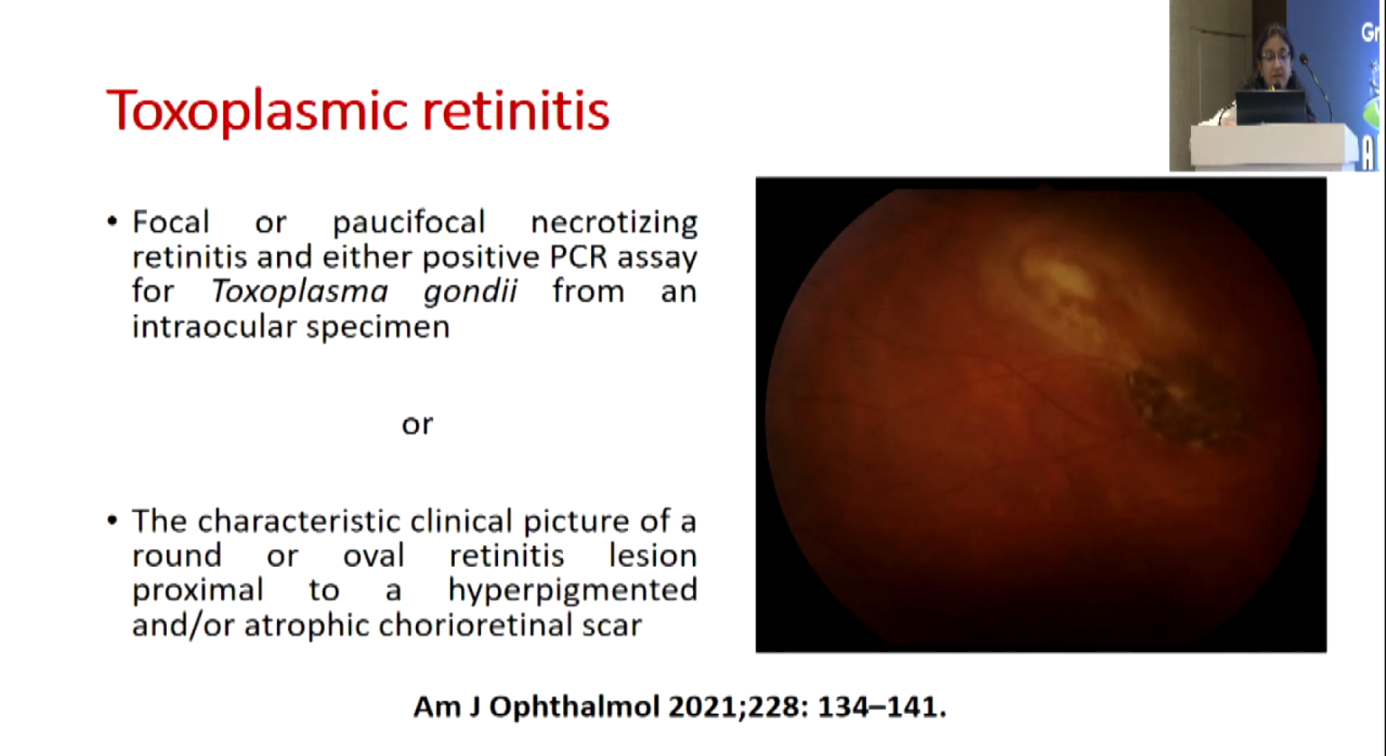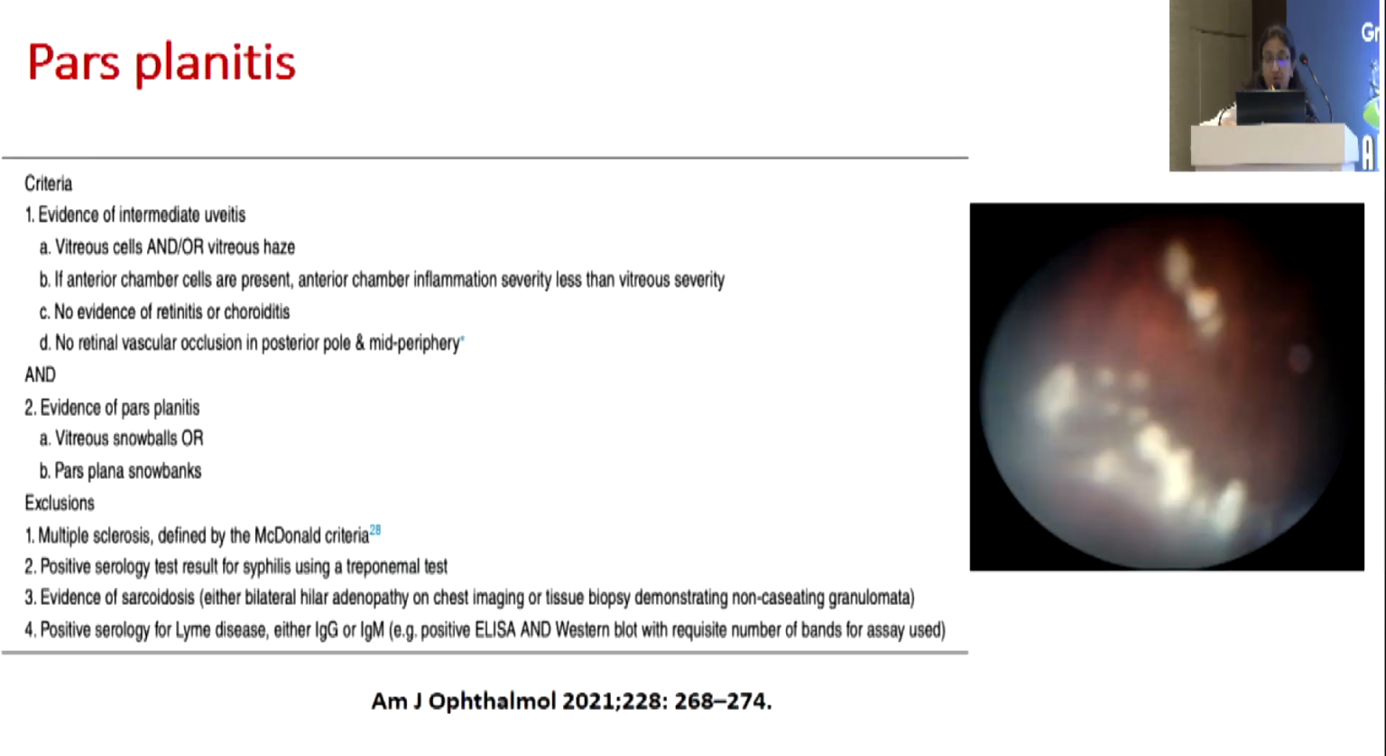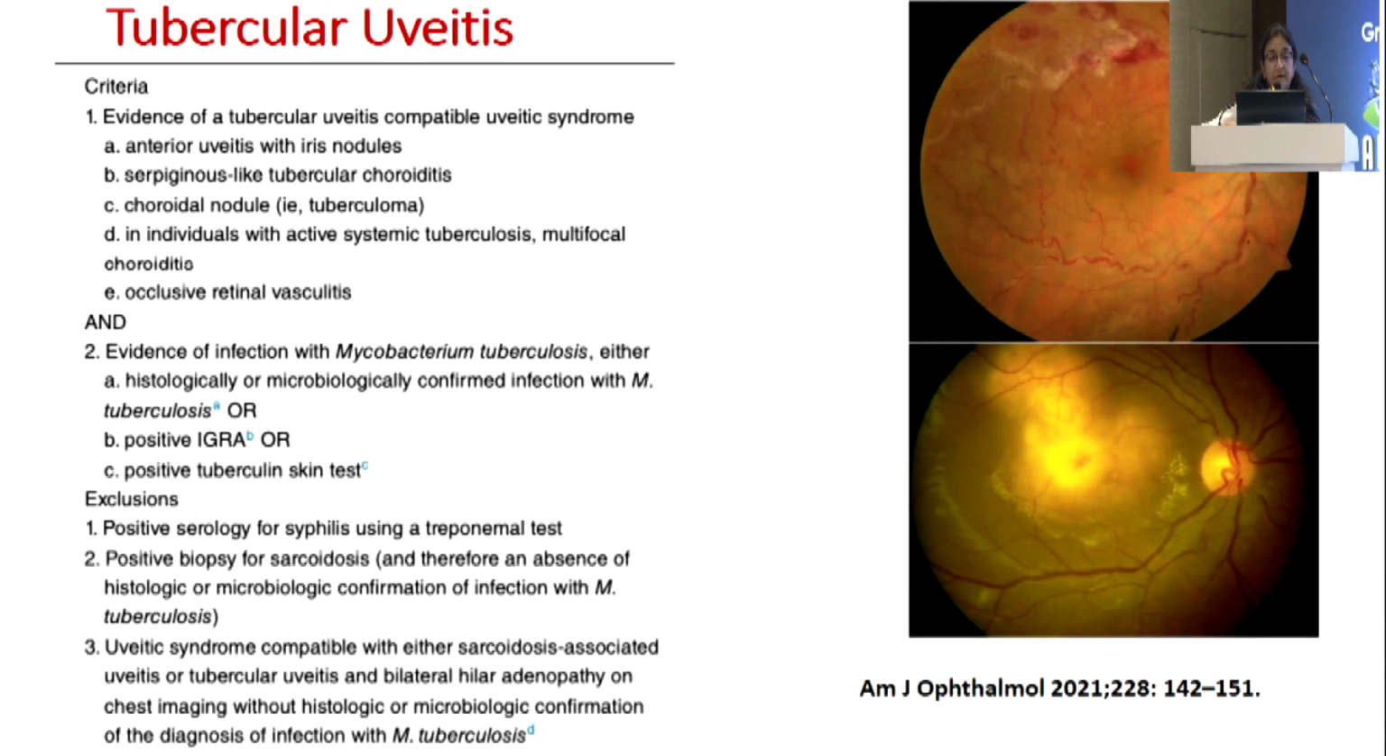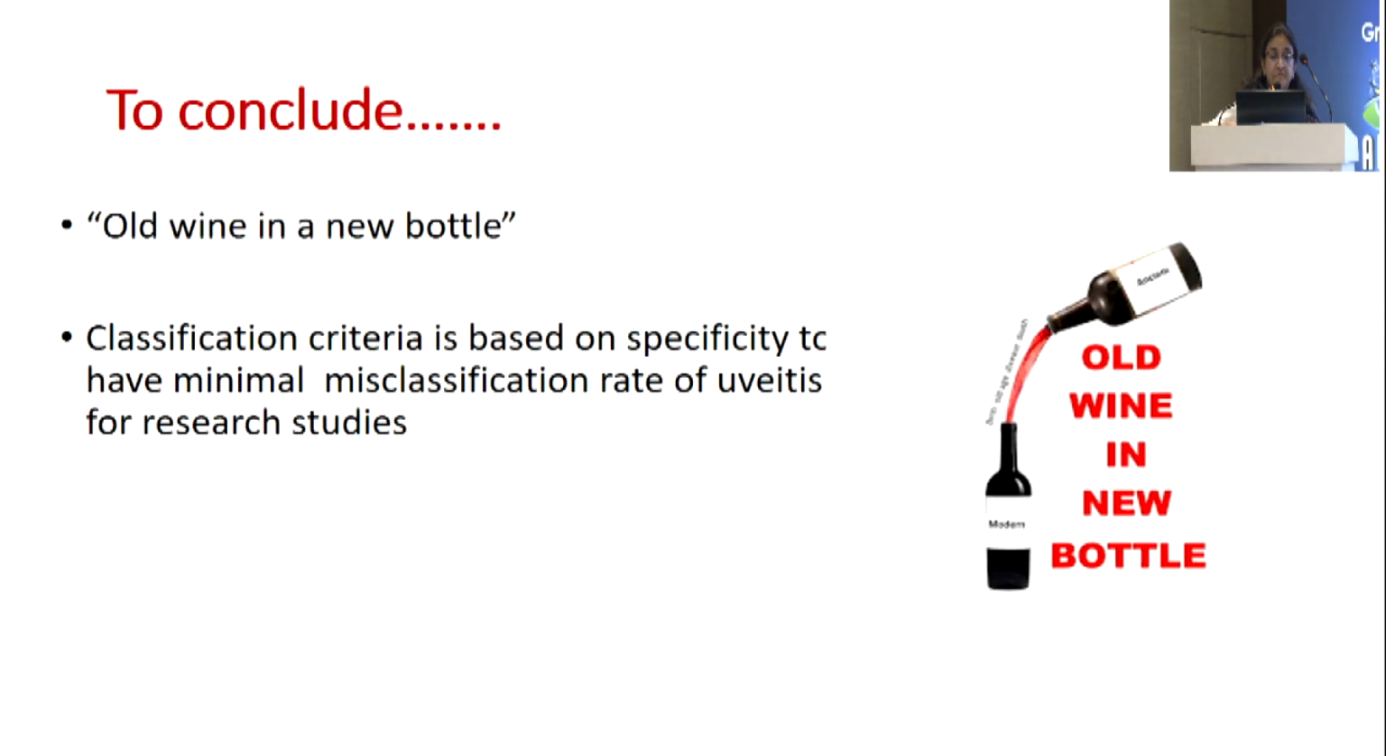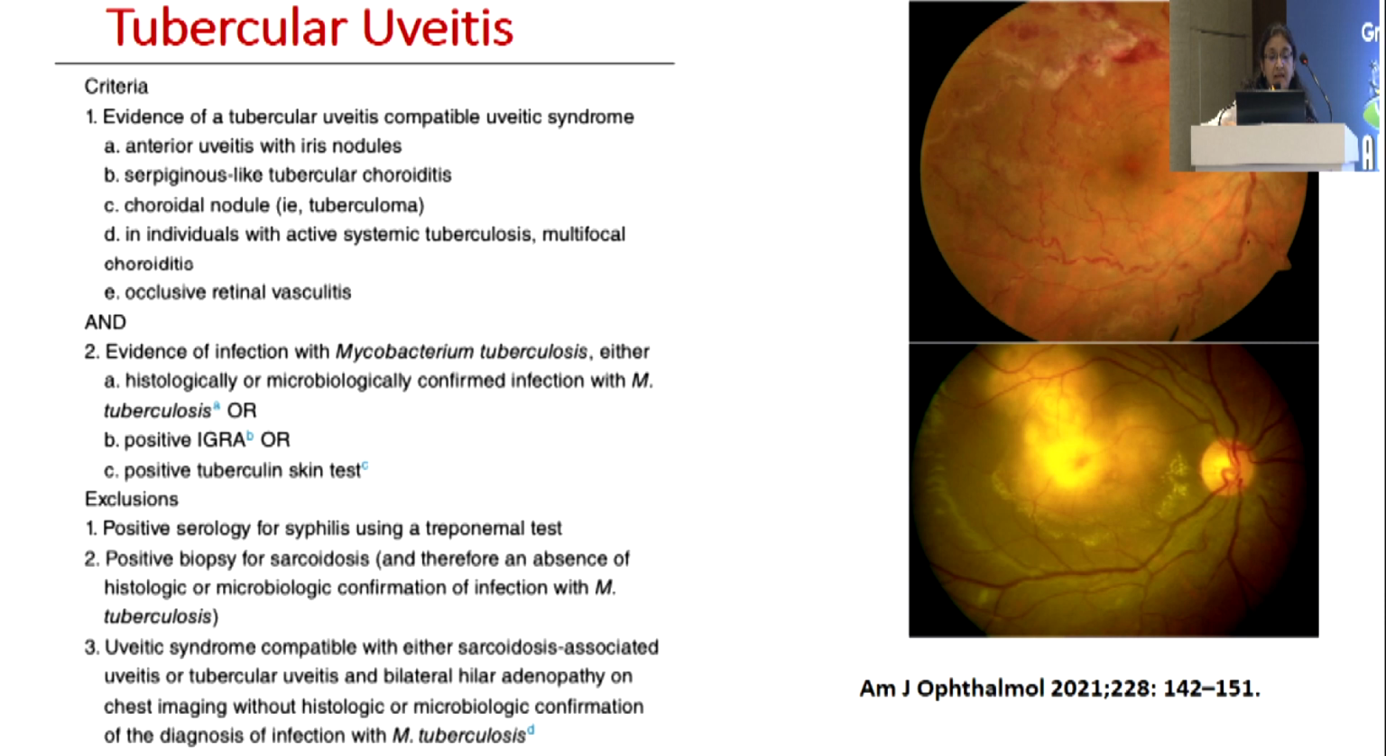Coming to toxoplasmic retinitis, again, it is a focal or paucifocal necrotizing retinitis, and either we get a positive PCR assay for toxoplasma from an intraocular specimen, or we have the characteristic clinical picture of a round or oval retinitis lesion proximal to a hyperpigmented or atrophic chorioretinal scar. Pars planitis, again, as I defined already. And coming to tubercular uveitis, again, a lot of criteria have been defined. Now, the primary difference between tubercular uveitis and sarcoid uveitis, I think Anirudh has beautifully differentiated between the two entities, which are very often confused in our patients.